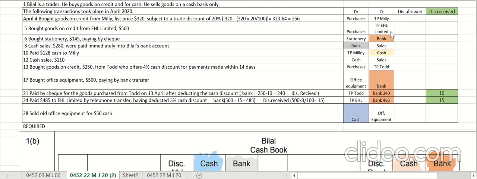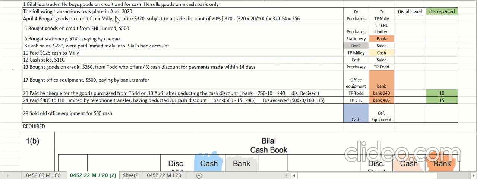2020 May-June paper 22. Bilal is a trader. He buys goods on credit and for cash. He sells goods on a cash basis only. First of all, let's identify the transactions and identify its double entries.